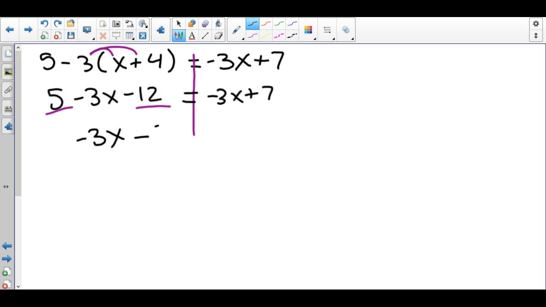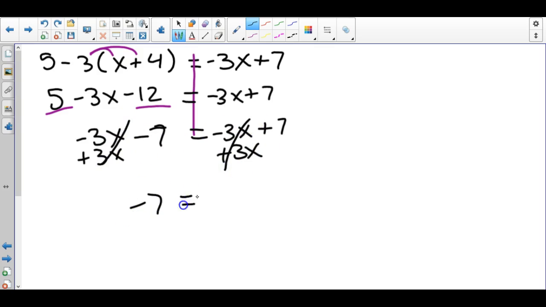Now we do have like terms, the 5 and the negative 12, so we'd bring down the negative 3x. 5 minus 12 is negative 7. And now we're ready to do our opposites. Now both sides have a negative 3x, so it doesn't matter which one we pick, because if I add 3x, it ends up canceling on both sides. The variables are just completely gone now. There's no more letter x.